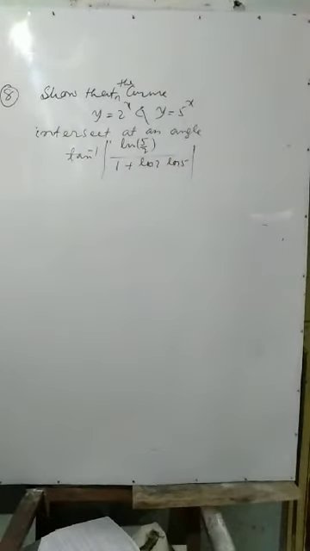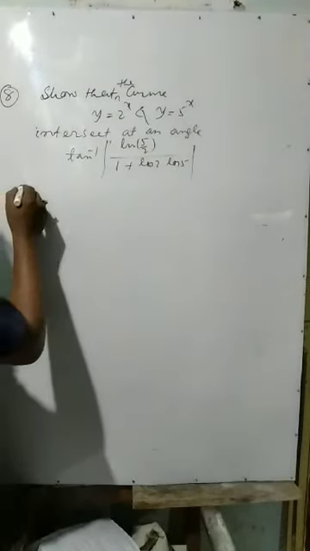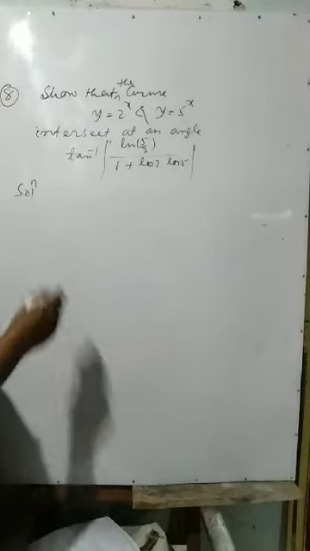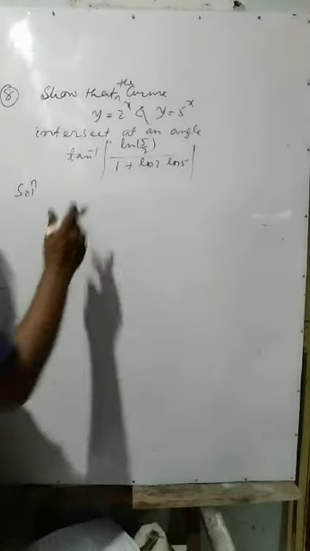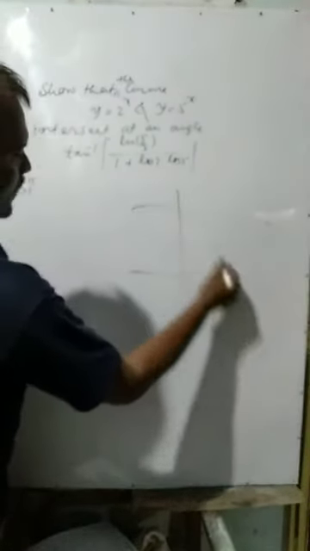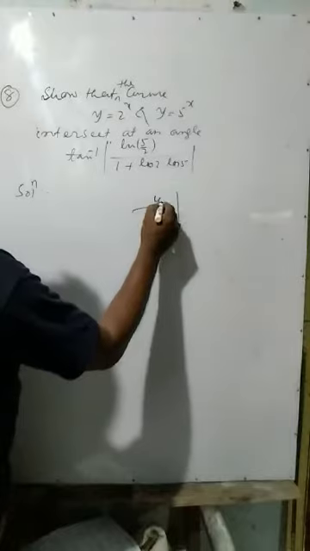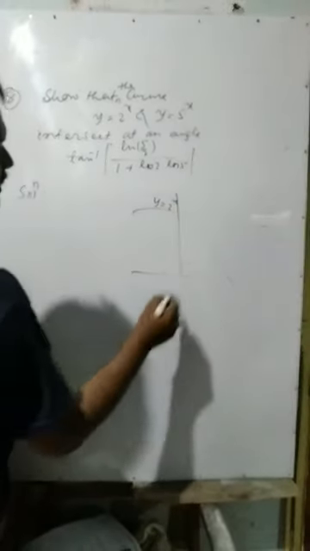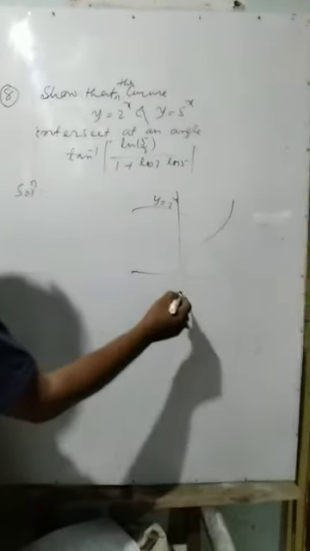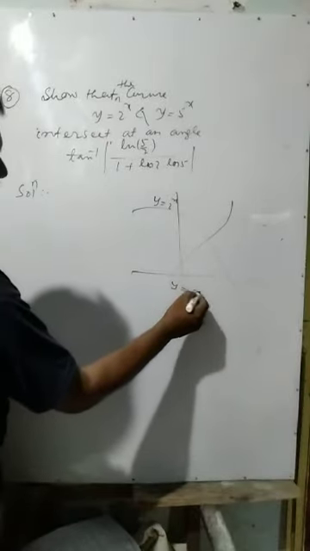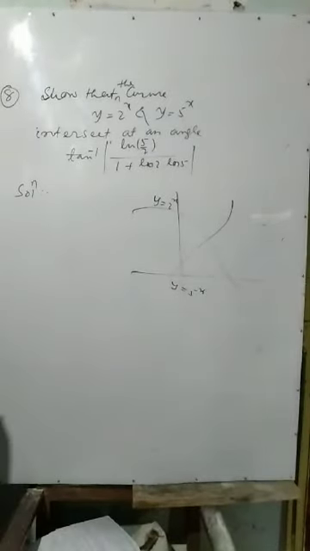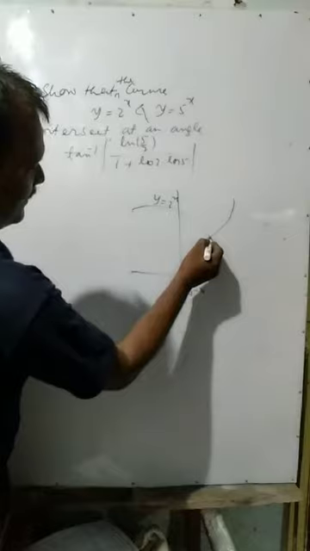So how to find it? Look at first, here is the solution. These are all very important questions. Here two curves are given. One is y equals 2 to the power x, another is y equals 5 to the power x. There are two curves given. So the angle between them.